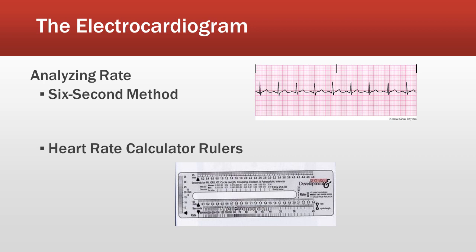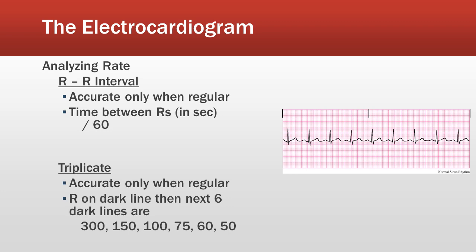Then there's the heart rate calculator or ruler, and the best thing to do is read the directions on the various rulers and use them how they tell you to. Two other methods to analyze rates are the R to R and the triplicate. Both of these methods are only accurate when the rhythm is regular.